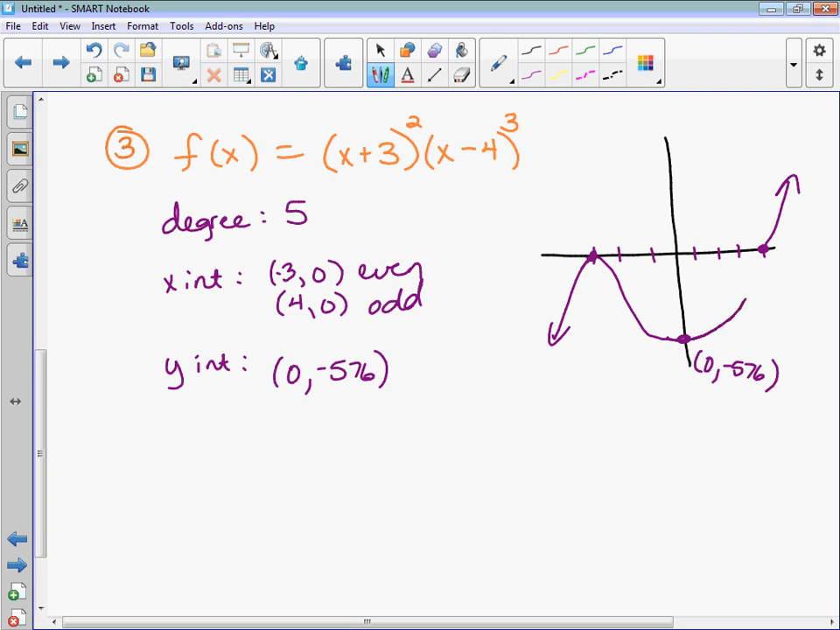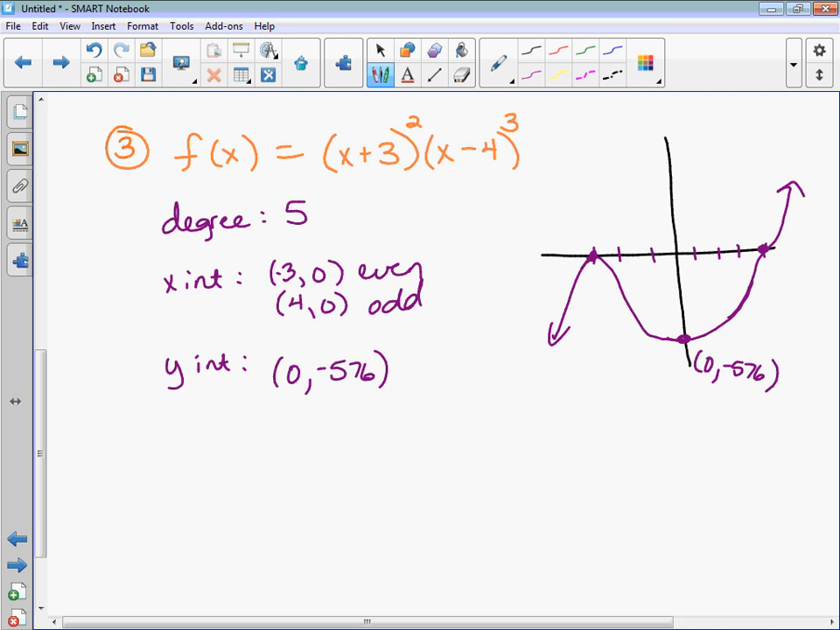Okay, then we're coming back up, and now we've got to figure out what to do because this one has odd multiplicity. You guys know what a cubed graph looks like? That has odd multiplicity, so that's the shape you should be trying to draw. So I'll see if I can. Trying is the key word there. So we're coming up. Show me that it's not just a straight crossing through the x-axis, okay? It's not going to be perfect every time, but show me that something is happening.